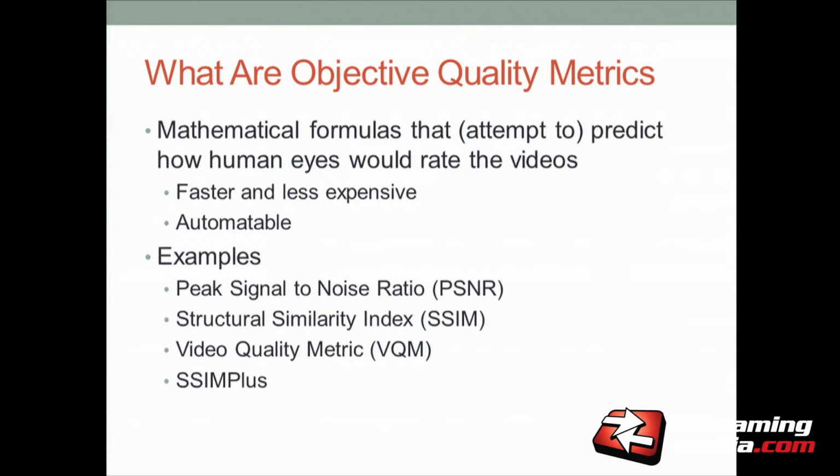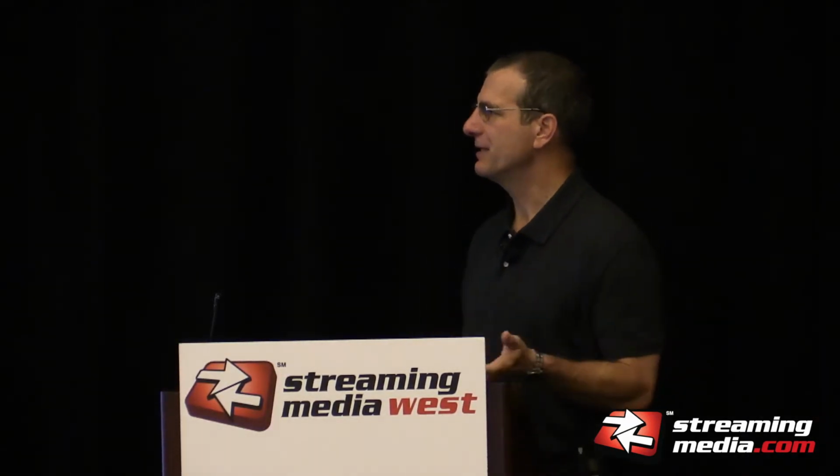So what are objective quality metrics? Essentially, they're mathematical formulas that attempt to predict how human eyes would rate the video. So you use objective quality metrics because you want to predict how subjective viewers would rate the videos. Some of the examples you've probably heard of are peak signal to noise ratio, structural similarity index, video quality metrics, SSIMplus, and there's a couple others we'll talk about in the early part of the presentation.